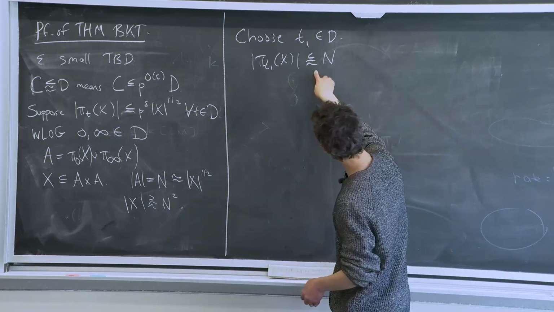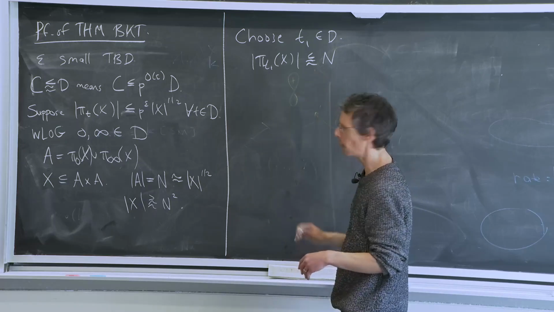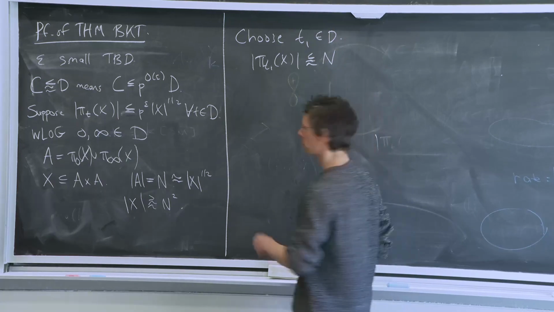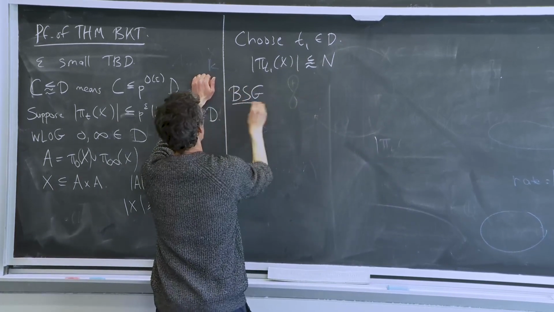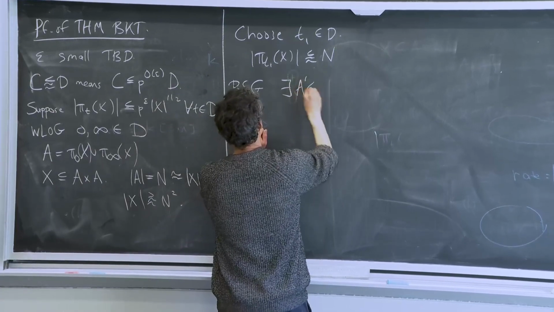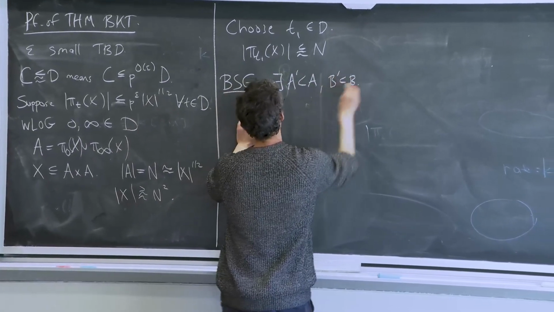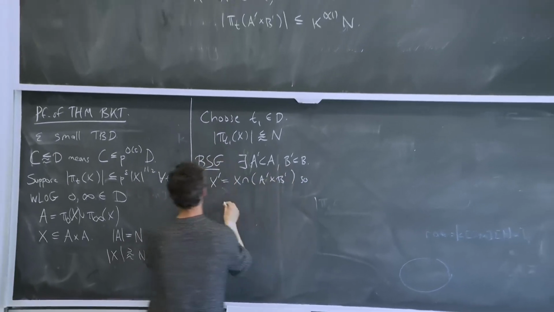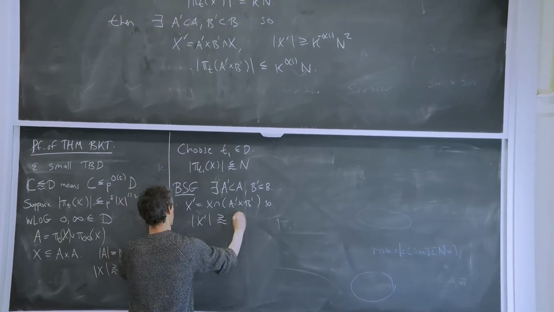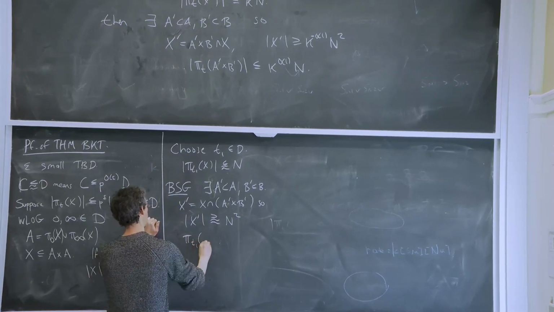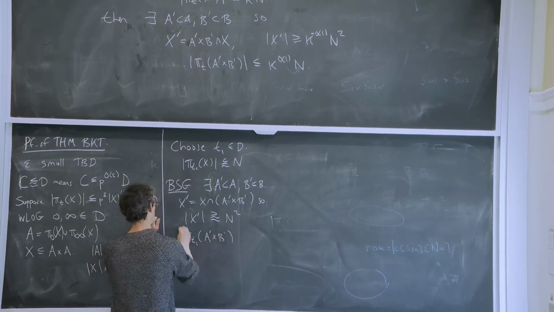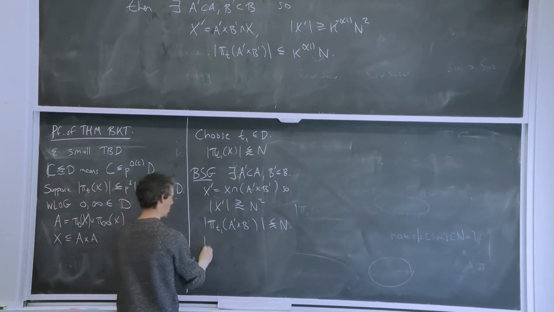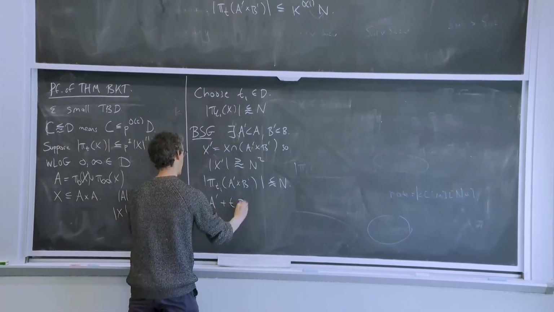Once I know this, the Balog-Szemerédi-Gowers theorem tells me that this comes from a product, A' cross B'. The theorem says this A' is in A, B' is in B, and X' is the part of X in this product A' cross B'. So first of all, X' is still quite substantial, and π_t1 of A' cross B' is small. In other words, A' plus t1 B' is small.